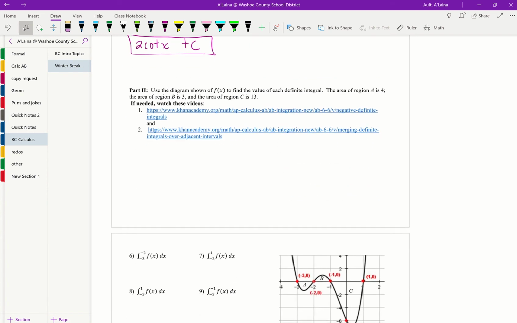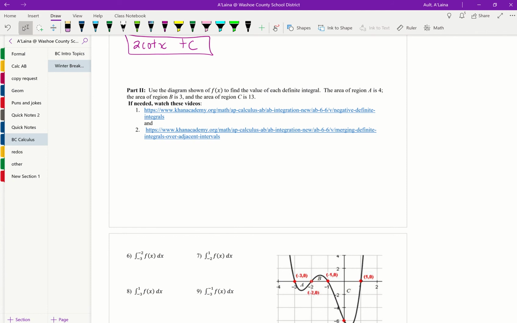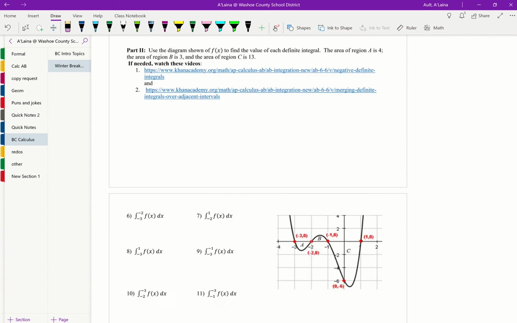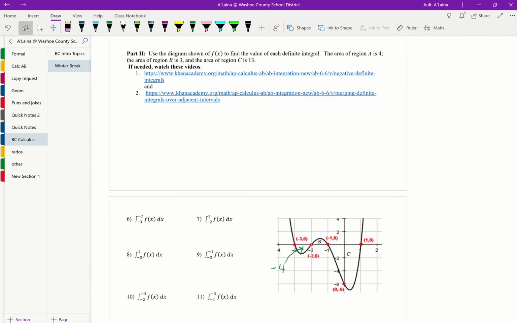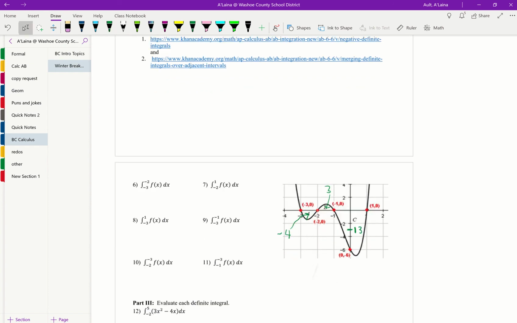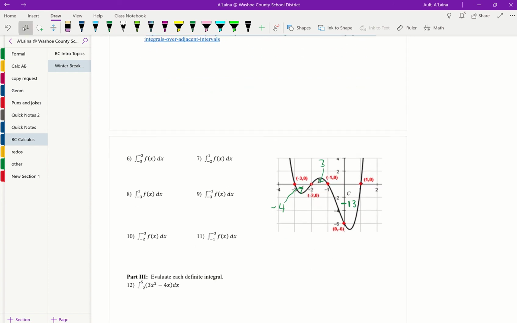Now keep in mind that if an area is written below the x-axis, even though this says the area is 4, we would record this as an area of -4 for A. I did not leave myself room. That's awesome. That has an area of -4. B has an area of 3. That's above the x-axis, so we'll keep that as a +3. C has an area, it says 13, but it's really -13 because we are below the x-axis.